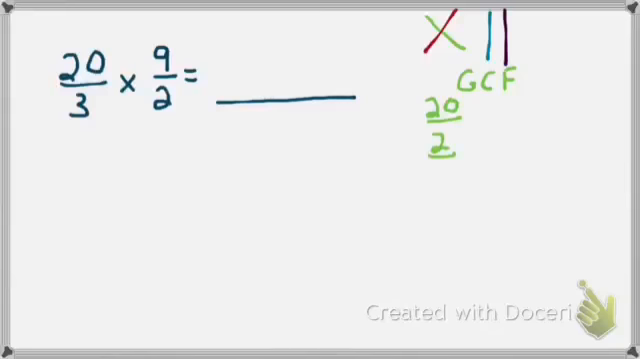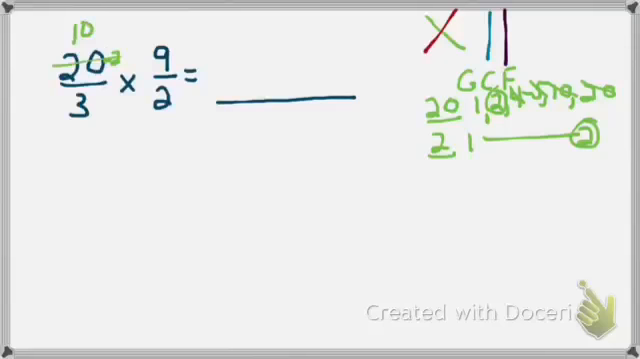The factors of 20 are 1 and 20, 2 and 10, 4 and 5. I already have a 5, so I'm done. The factors of 2 are 1 and 2, and I am done. So I notice here my GCF of 20 and 2 is 2. So I'm going to say 20 divided by 2 equals 10, and 2 divided by 2 equals 1.